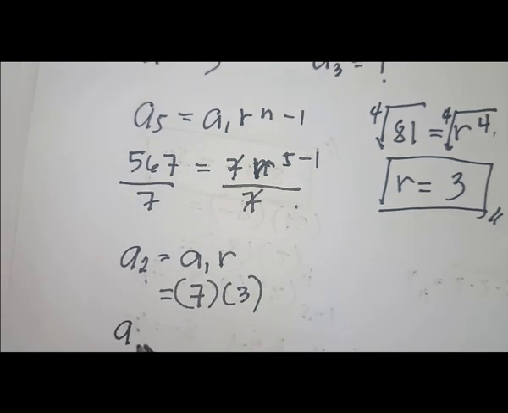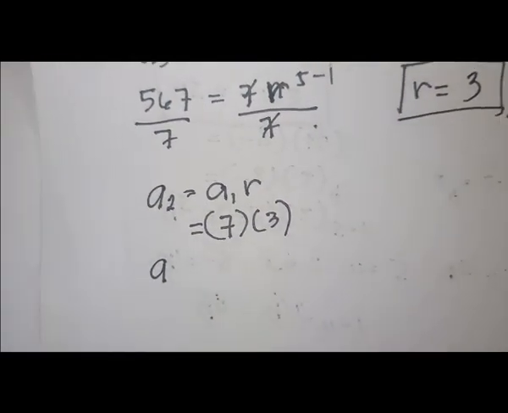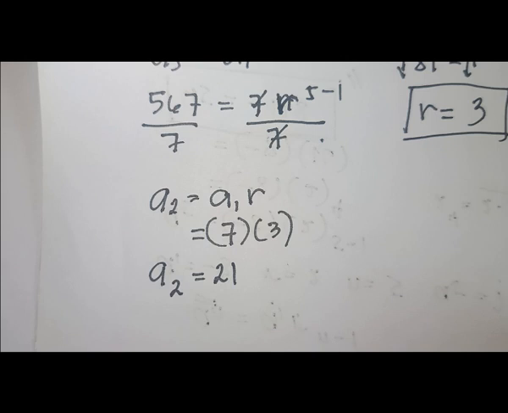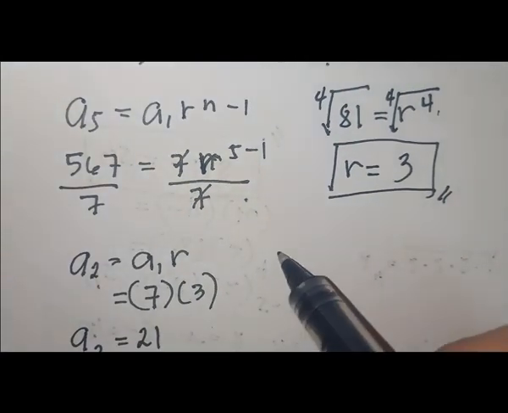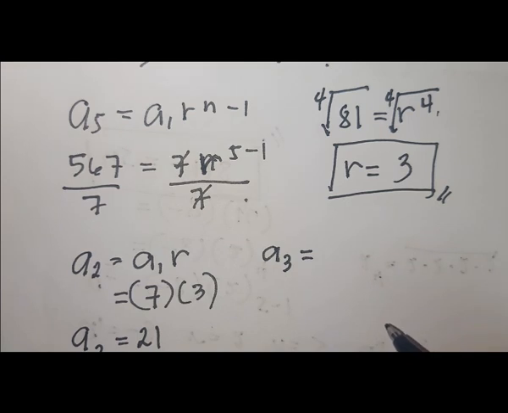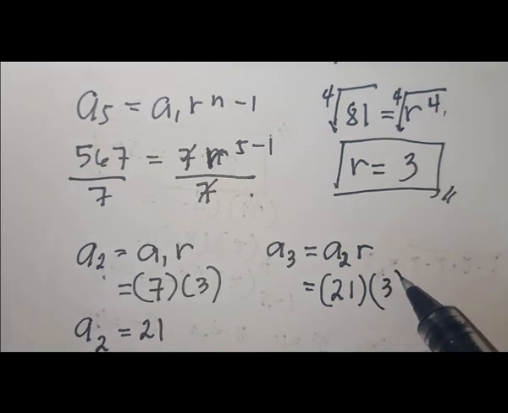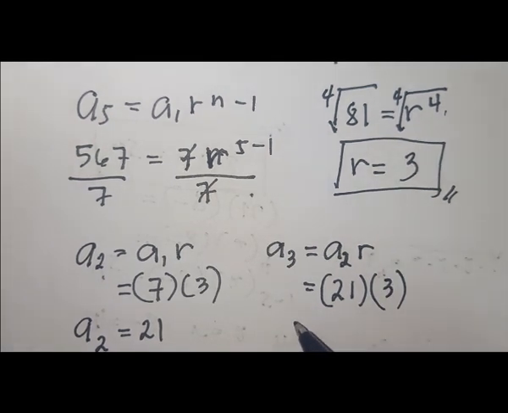Therefore, yung a sub 2 natin ngayon ay equal to 21. Paano naman sa a sub 3? Sa a sub 3 naman, kailangan natin dito yung value ni a sub 2 times the common ratio. Nakuha natin si a sub 2 kanina, which is 21. So, we have 21 times yung common ratio natin, which is 3. Okay? So, 21 times 3. Therefore, the third term or a sub 3 is equal to 63.